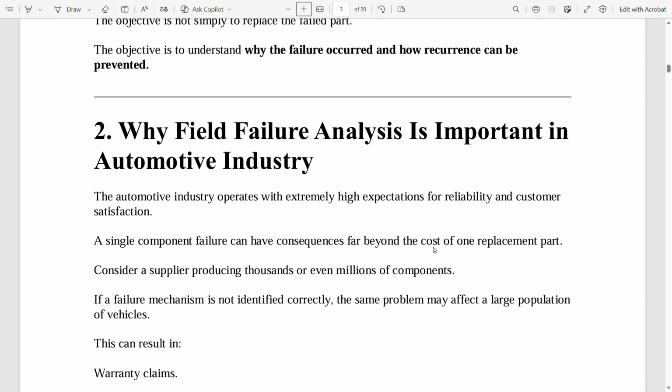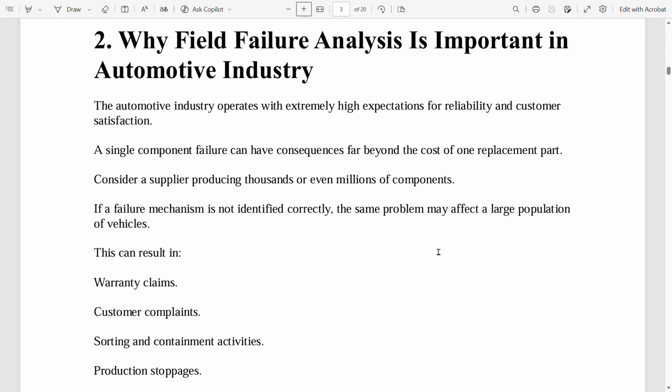Now second, why field failure analysis is important in the automotive industry. The automotive industry operates with extremely high expectations for reliability and customer satisfaction. A single component failure can have consequences far beyond the cost of one replacement part. Consider a supplier producing thousands or even millions of components. If a failure mechanism is not identified correctly, the same problem may affect a large population of vehicles.